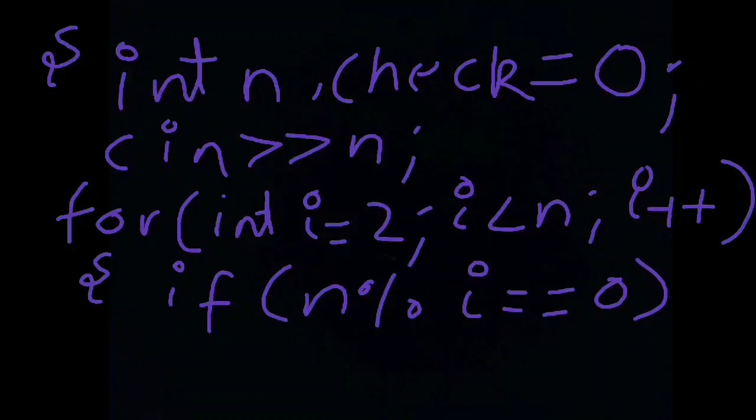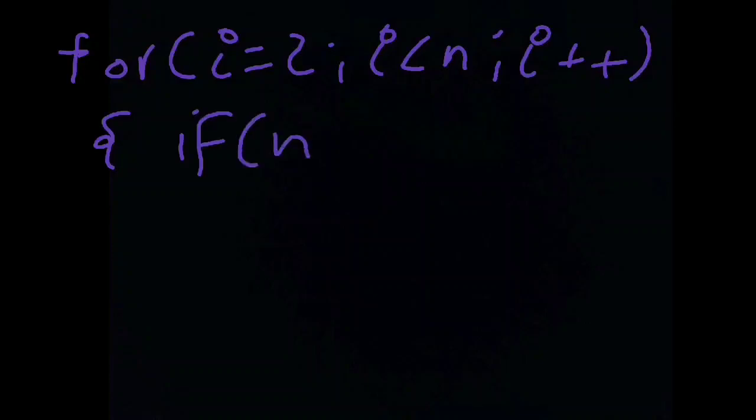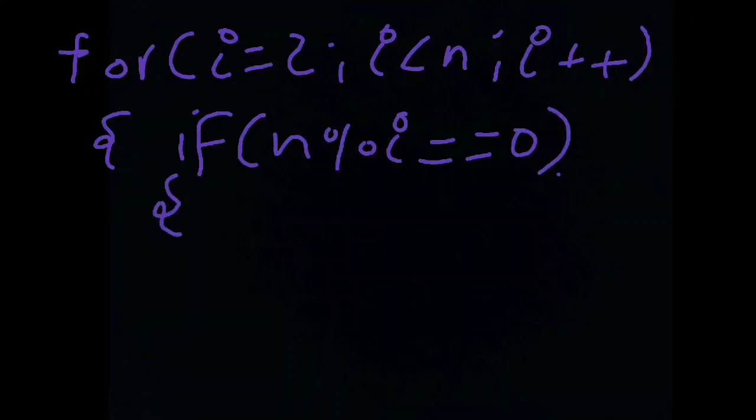Now why am I doing this? Let's write just the loop part here, so that you can completely understand what is going on. I'll write the entire loop part and the conditions here only. So I have written for i equals 2, i less than n, i plus plus, if n mod i equals 0.